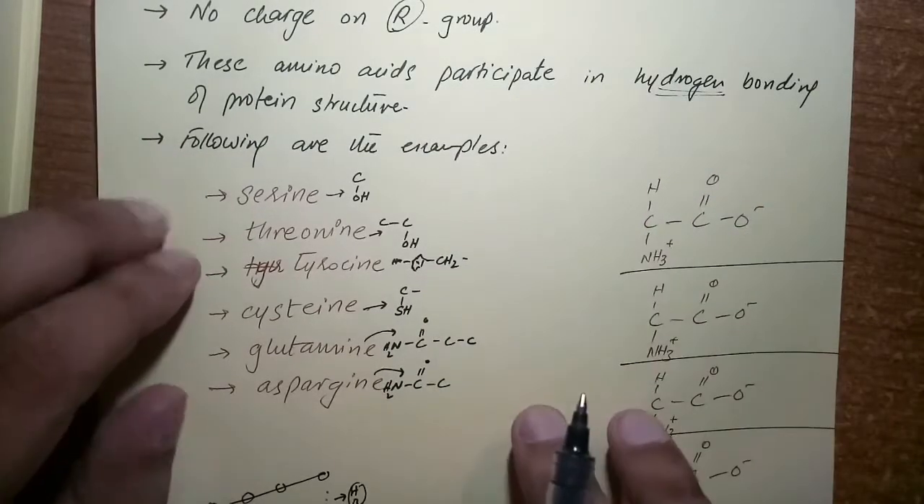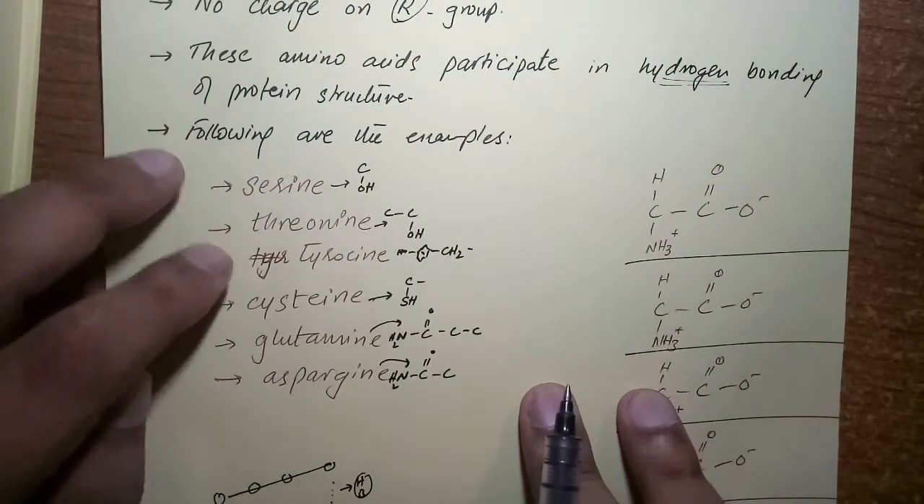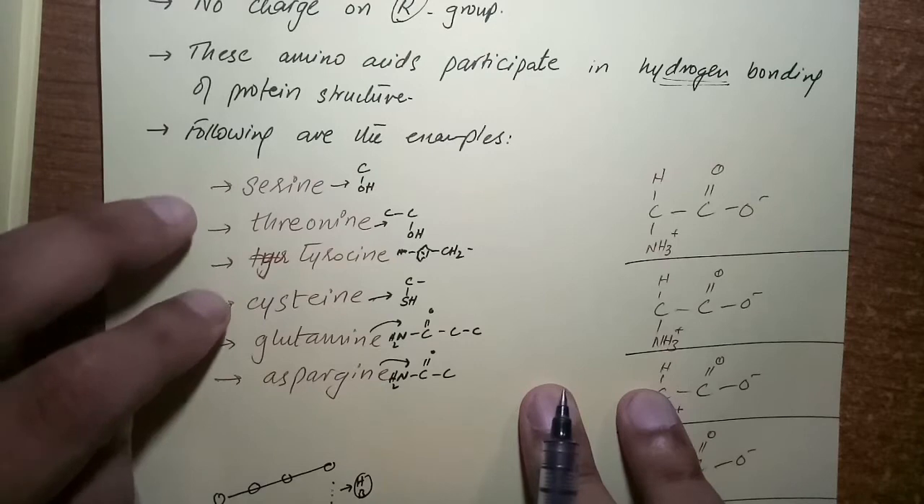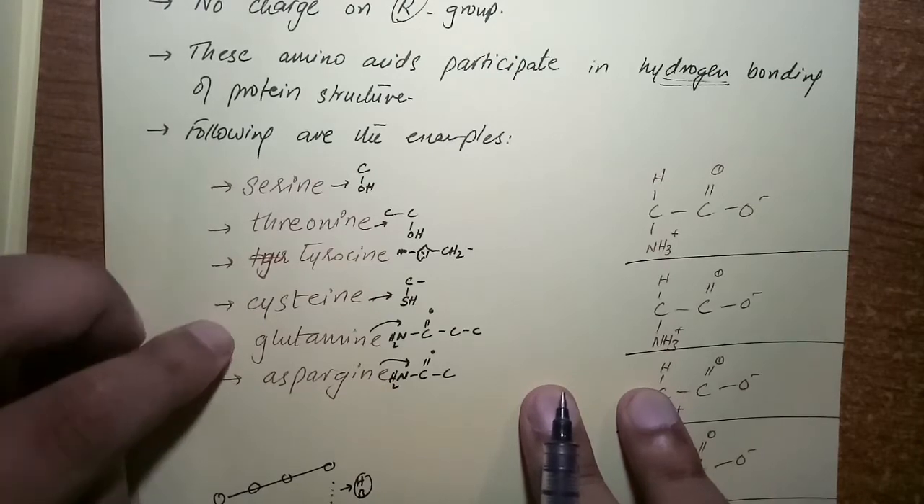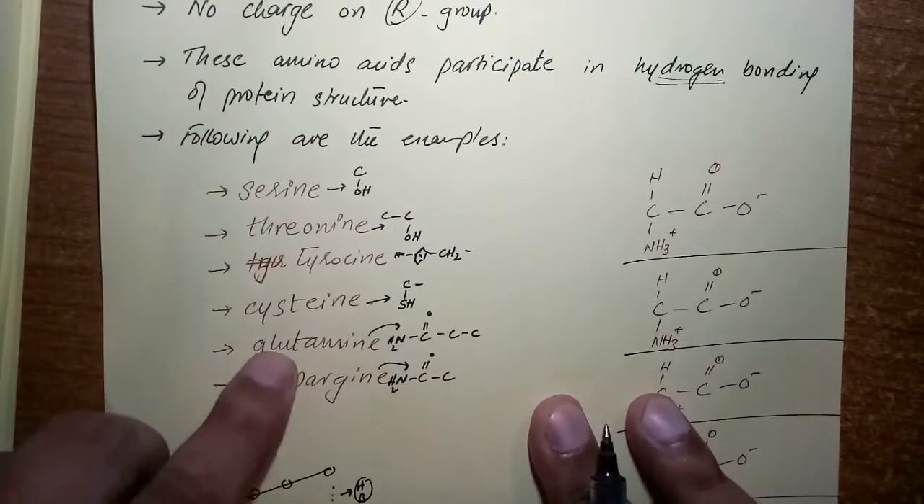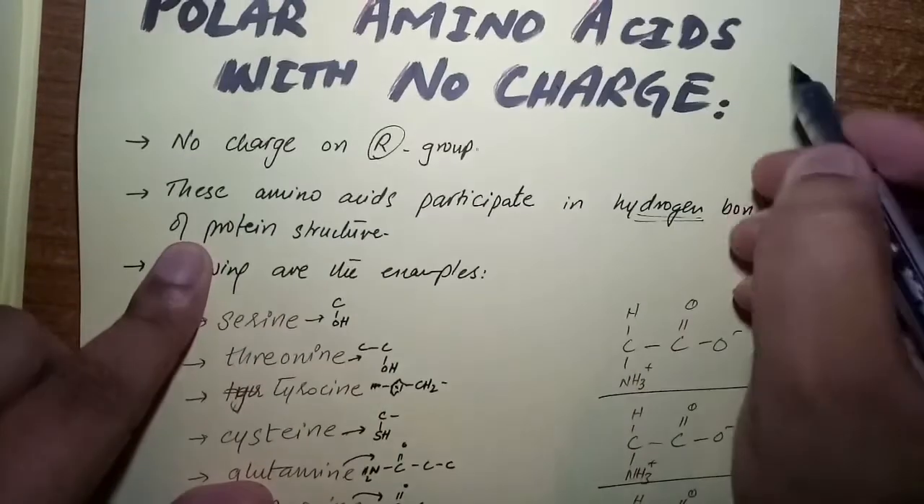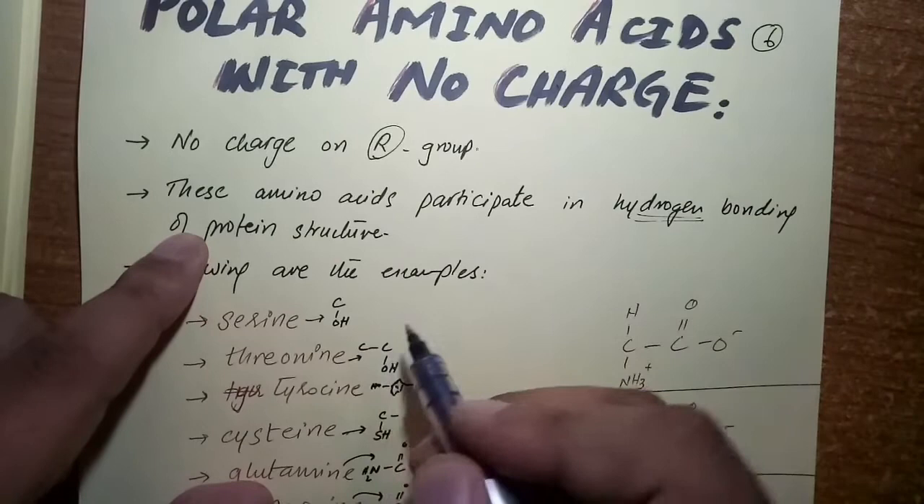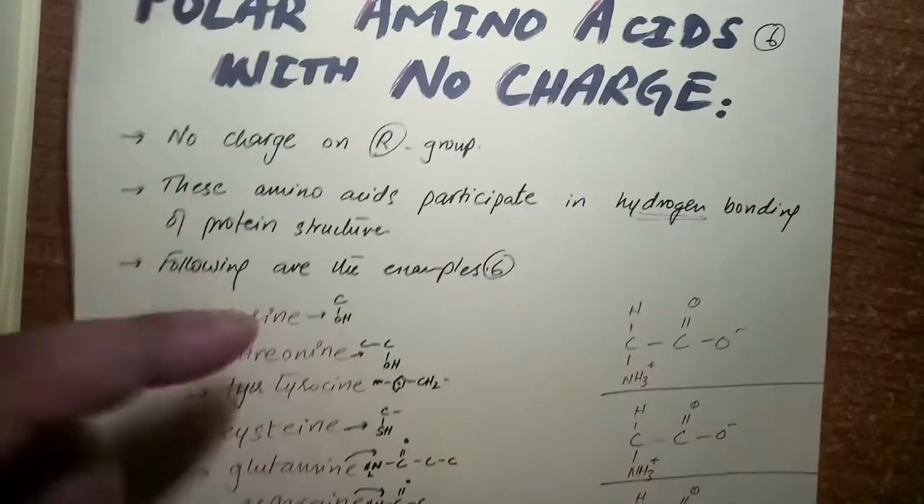So the following are the examples: serine, threonine, tyrosine, cysteine, glutamine, asparagine. So these are 1, 2, 3, 4, 5, 6. So 6 is the total number, so there are 6 examples.